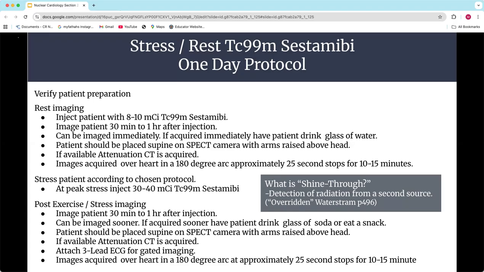And so that's what's happening to make this work: your rest scan is so much lower that when you do your stress scan that's 3 times the amount, it's going to shine through and you're going to see that. It doesn't mean that if you pulled up your stress scan and there's a defect, there are no counts in there at all.